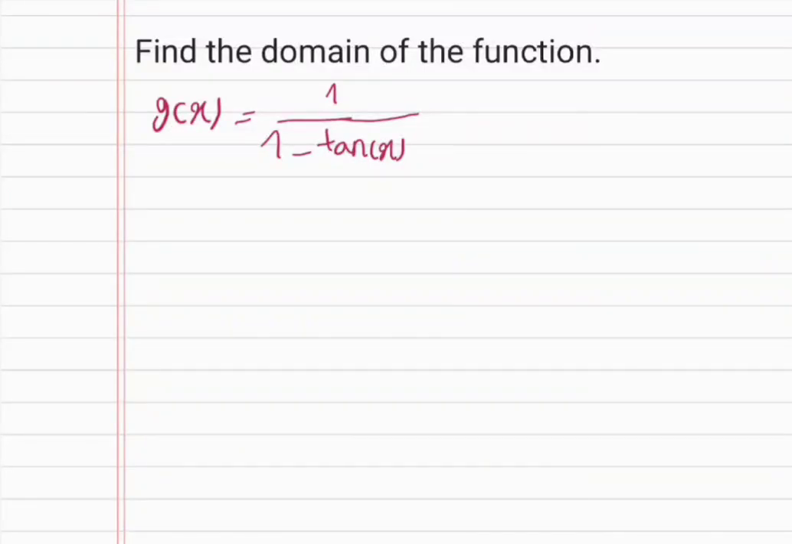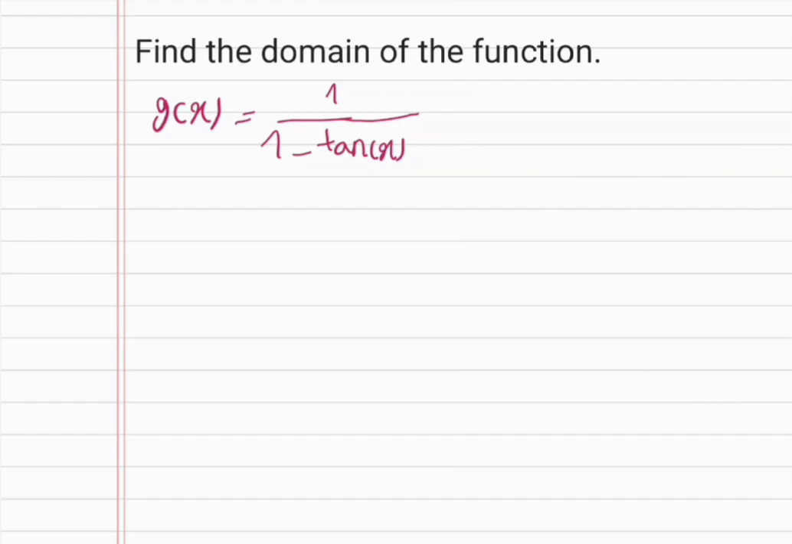Hi everyone, in this video I want to find the domain of the function g of x is equal to 1 over 1 minus tan x. So for this one, we need to remember that basically the domain of a function is all the x values for which the function is defined.